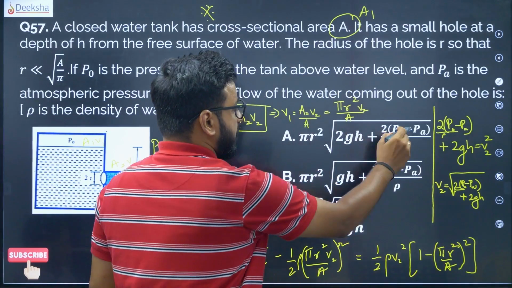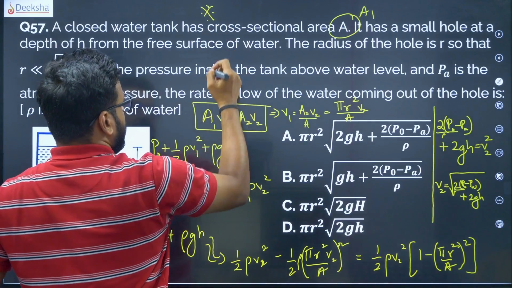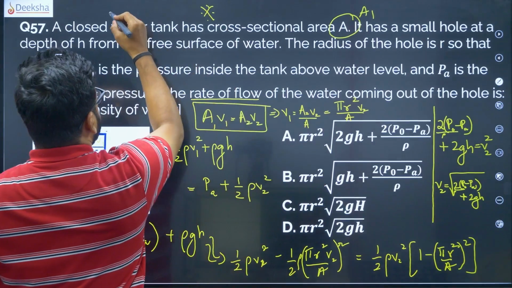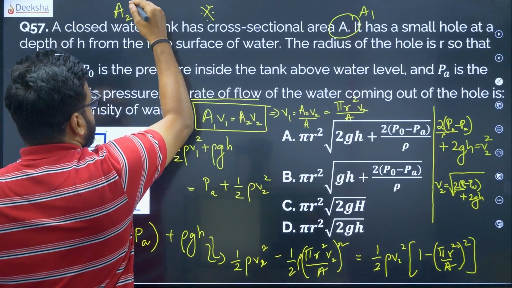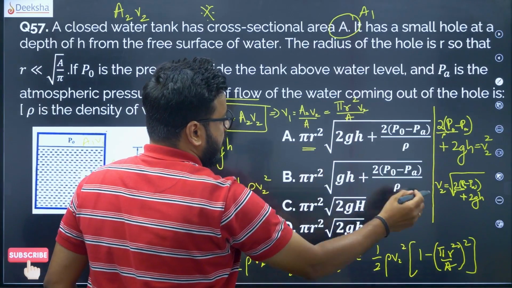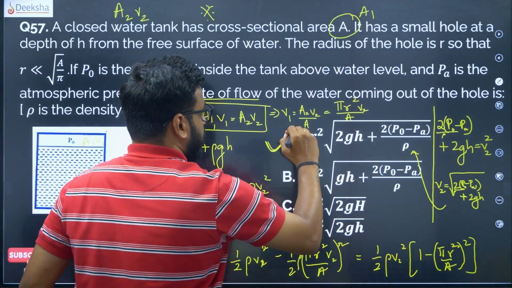Okay, so like this, and now ultimately what do you want? Rate of flow. So the rate of flow is given as A2 into V2. A2 is pi r square and V2 is this thing. So ultimately the correct answer is option A.